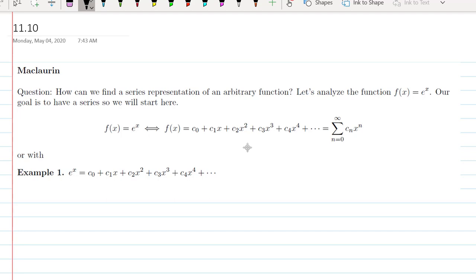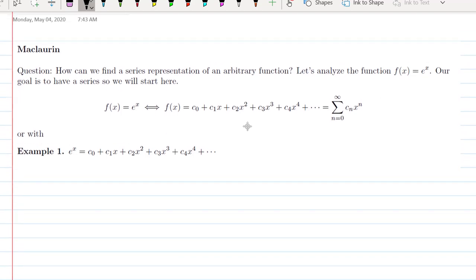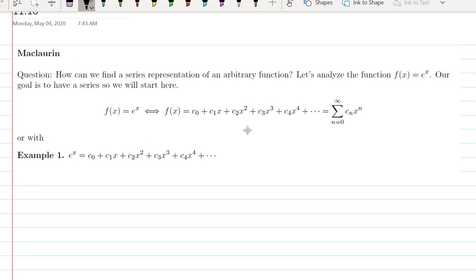Let's analyze the function f of x equals e to the x. Our goal is to have a series, so we will start here. If f of x is equal to e to the x, then we want a function of the form f of x equals c naught plus c1x plus c2x squared plus c3x cubed, and so forth, or as an infinite sum. So the idea then is building on what we did with linear approximations.